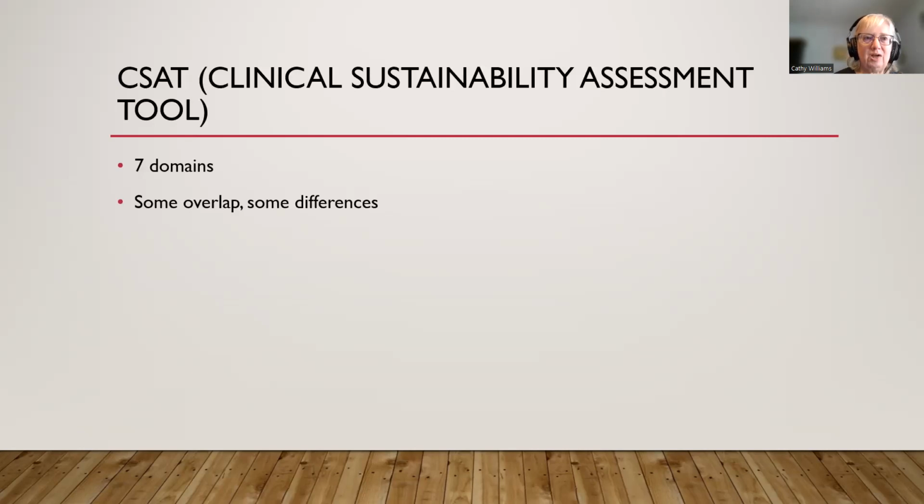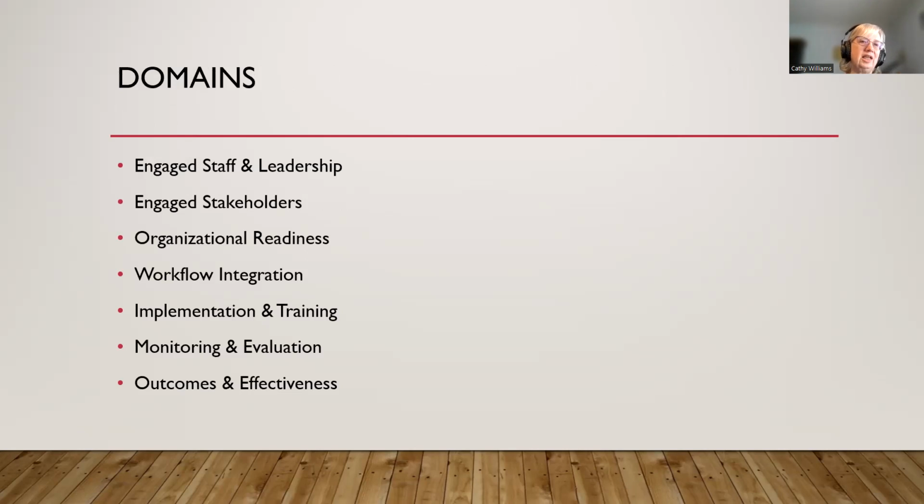And now here we are with the CSAT, the Clinical Sustainability Assessment Tool. There are seven domains for that one. There's a little bit of similarity, but some differences, just because the clinical organizations would be things like treatment providers, mental health counseling centers, and things like that, as opposed to health clinics, where you're looking at different types of missions. For the CSAT, the domains are engaged staff and leadership, engaged stakeholders, organizational readiness, workflow integration, implementation and training, monitoring and evaluation, and outcomes and effectiveness.